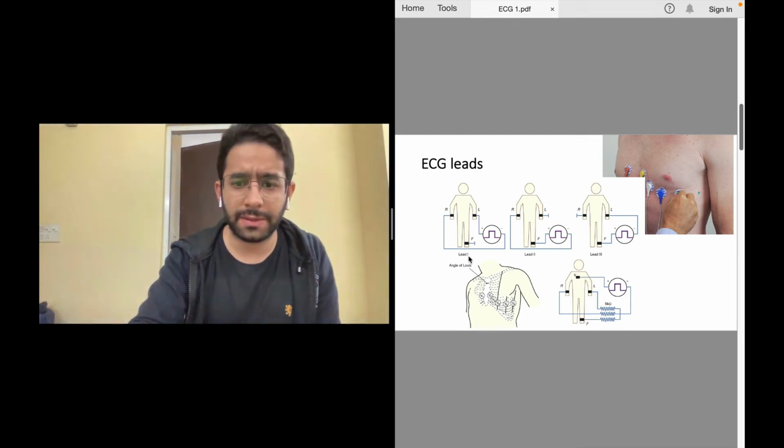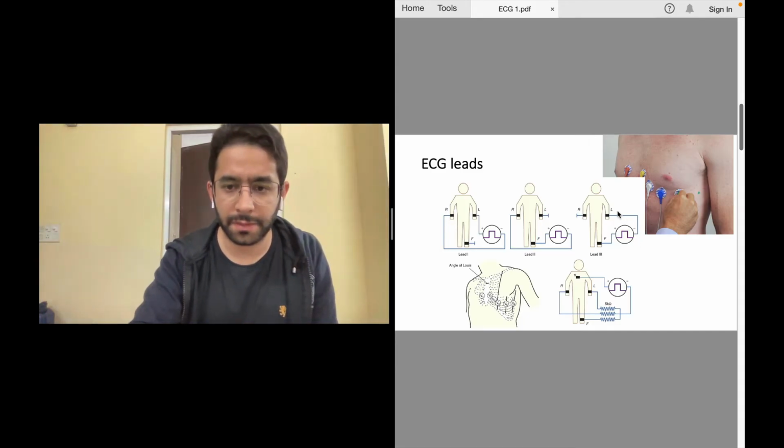And so the lead 1 is comprised of the lead that has the negative terminal connected to your right upper limb, and positive terminal with the left upper limb. Similarly, lead 2 has the negative terminal connected to the right upper limb and positive terminal connected to the left lower limb. And lead 3 is connected between left arm and left foot, the left foot being positive terminal and left upper limb being negative terminal.